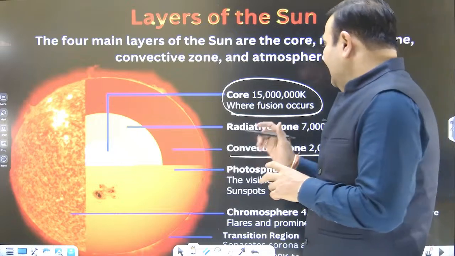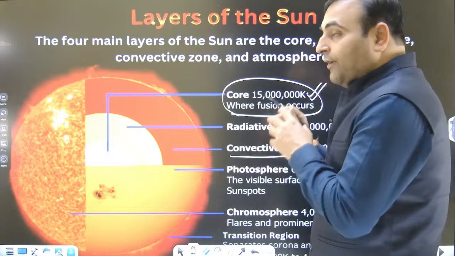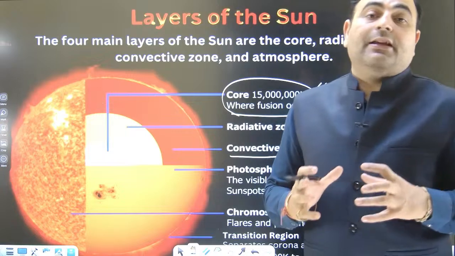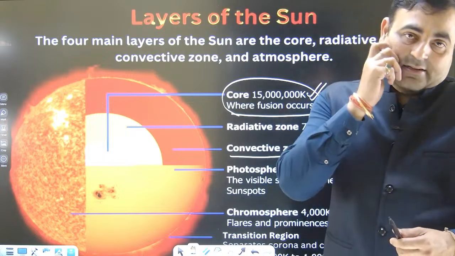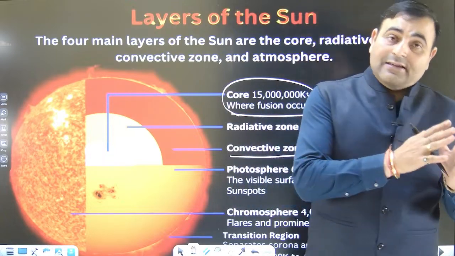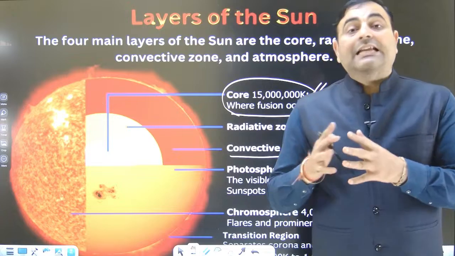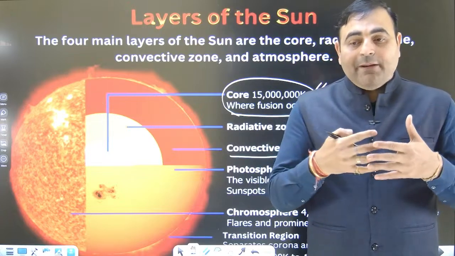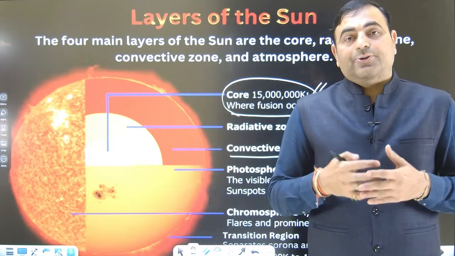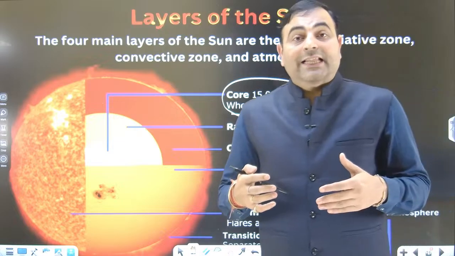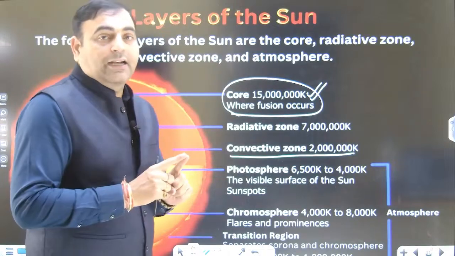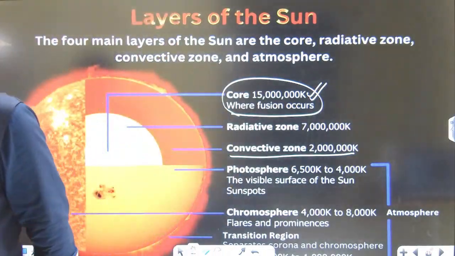Hence, being at the highest temperature, there will be no solid, no liquid. The things will be in the gaseous state. The lighter elements such as hydrogen and helium will combine together, and that is how nuclear fusion occurs. Am I clear?